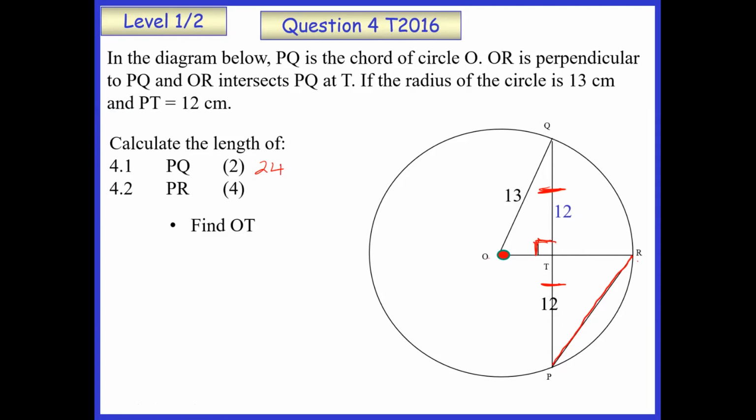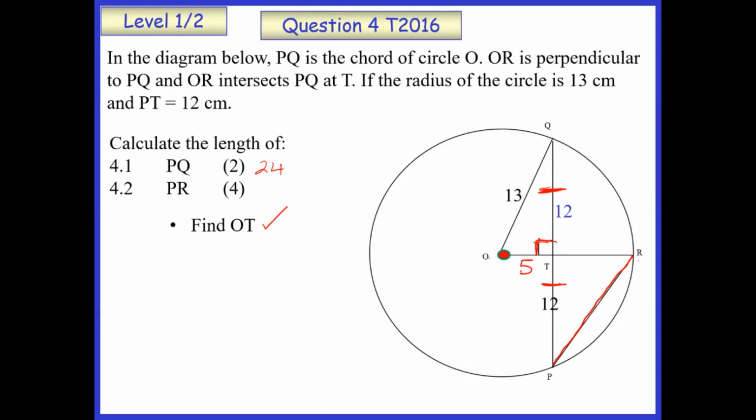You first work out OT. Somebody said, well done. We find OT. And what are we going to use to find OT? Pythagoras. Okay, take your calculators out, use Pythagoras. Tell me what you get for OT. Somebody said 5. 13 squared is 169 minus 12 squared is 144, giving you 25. The square root of 25 is 5. So we got OT as 5.